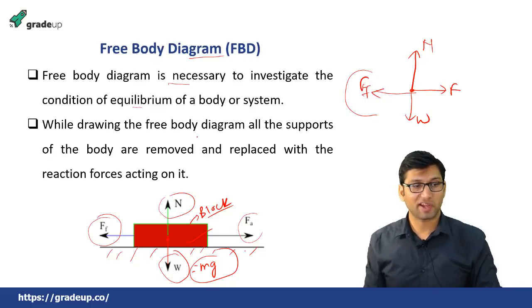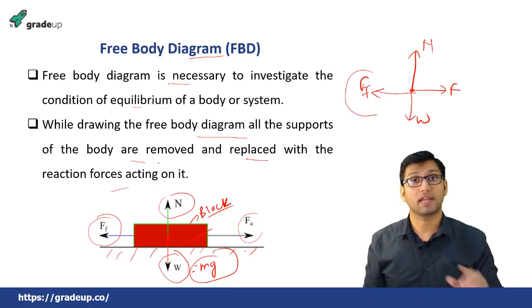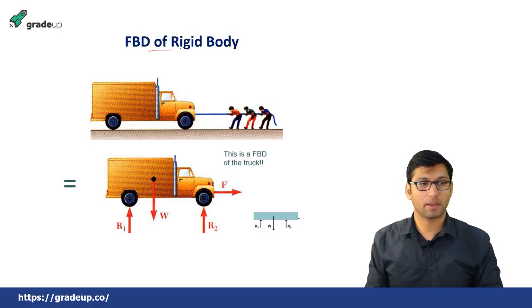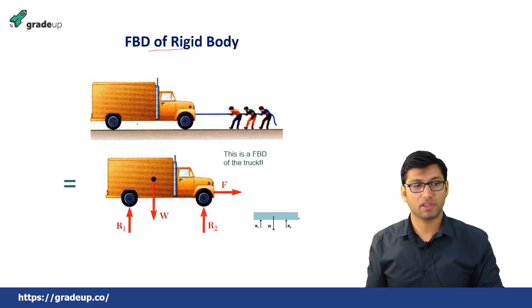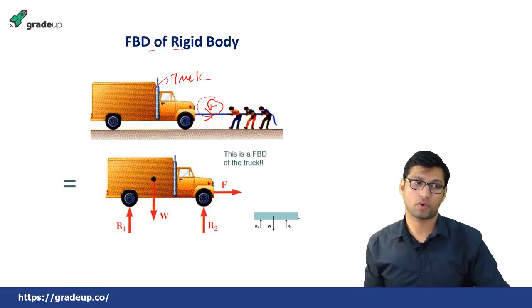Okay, now while drawing the free body diagram, all the supports of the body are removed and replaced with the reaction acting on it. Okay, so let's see what kind of supports are there. Again, there is a free body diagram of a rigid body, in which you can see there is a truck and some people are pulling this truck with a force F. They are applying a force and trying to pull this truck towards themselves.